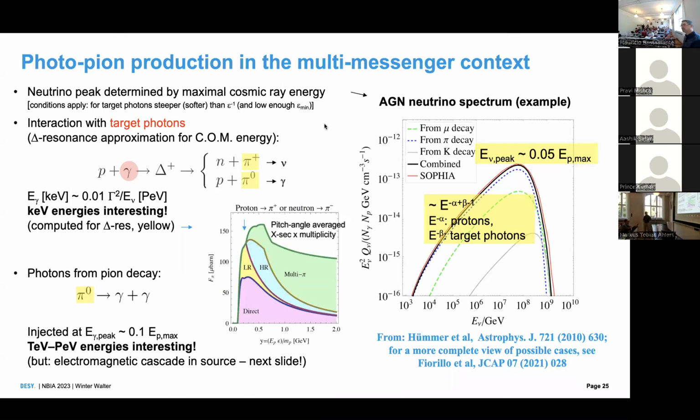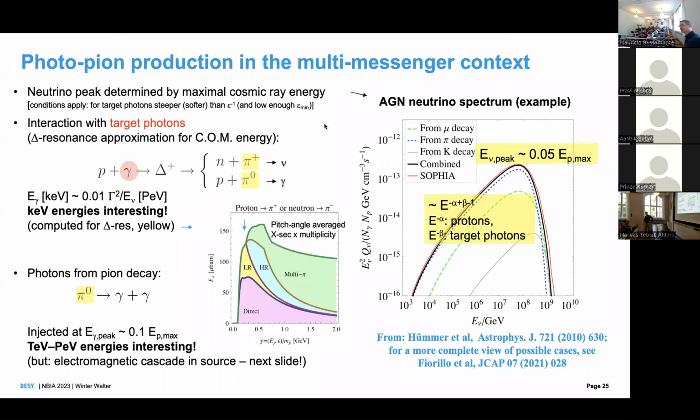So here we have a prominent counter example. That's p-gamma interactions, where, for instance, you would produce the delta resonance or some other processes, and then you would produce charged and neutral pions. And the neutrino spectra in that case, just to remind you, would have a peak, which is determined by the maximal proton energy or the primary energy, because the neutrinos would follow that. They take about 5% of the maximal proton energy at the peak. So the cutoff of the protons would directly translate into a cutoff of the neutrinos.